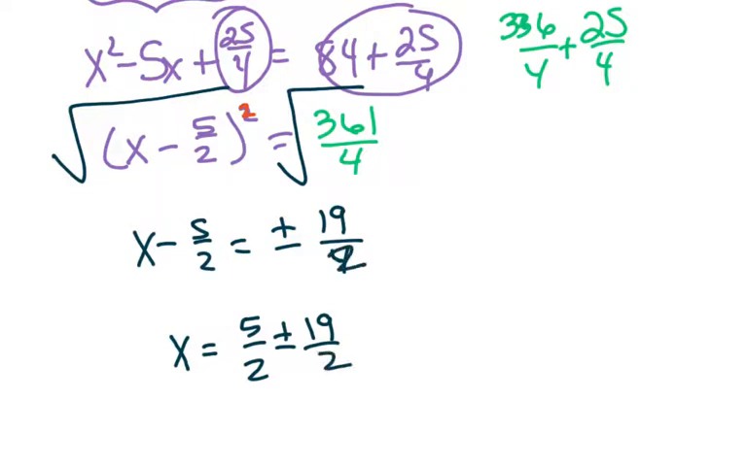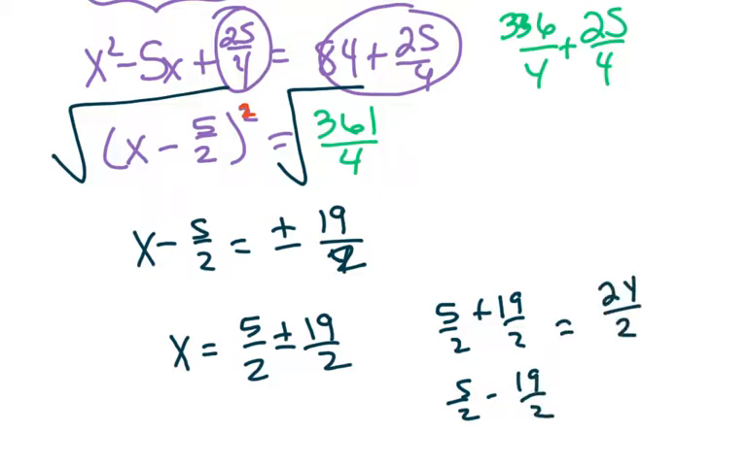Okay, now you're not done, because you can do 5 halves plus 19 halves and 5 halves minus 19 halves. So you need to do that. You can't leave it any other way. So we've got this, and that can reduce to 12, and this one can reduce to negative 7.